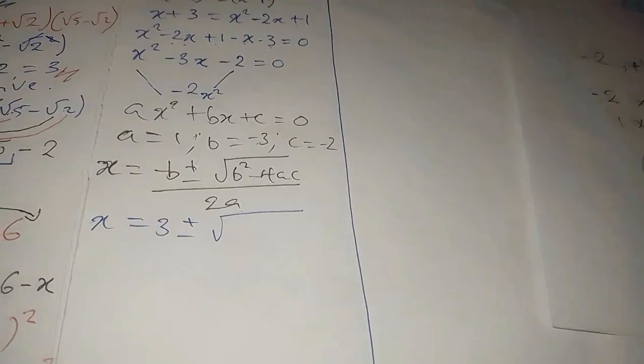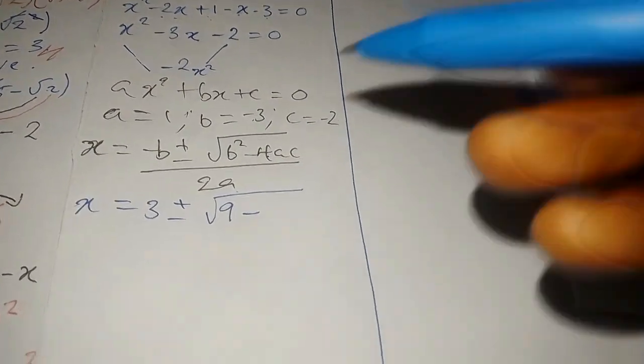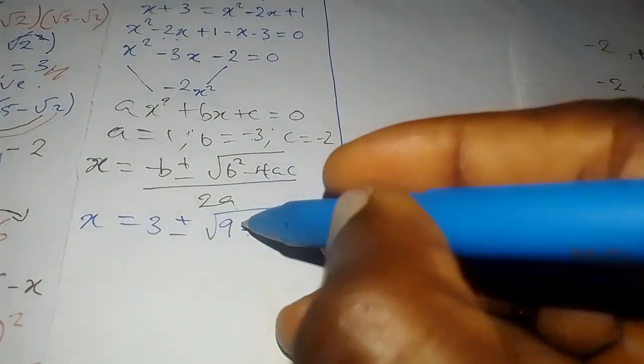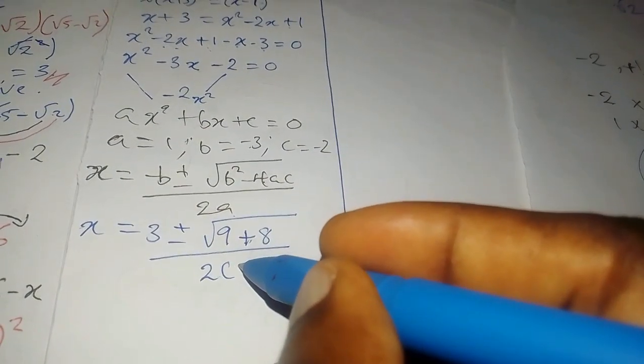Minus squared is plus, 3 squared is 9, that's 9, minus 4 times a, which is 1, that's 4 times 1, 4. 4 times minus 2 is minus 8, minus times minus is plus 8, everything divided by 2 into bracket a, which is 1.